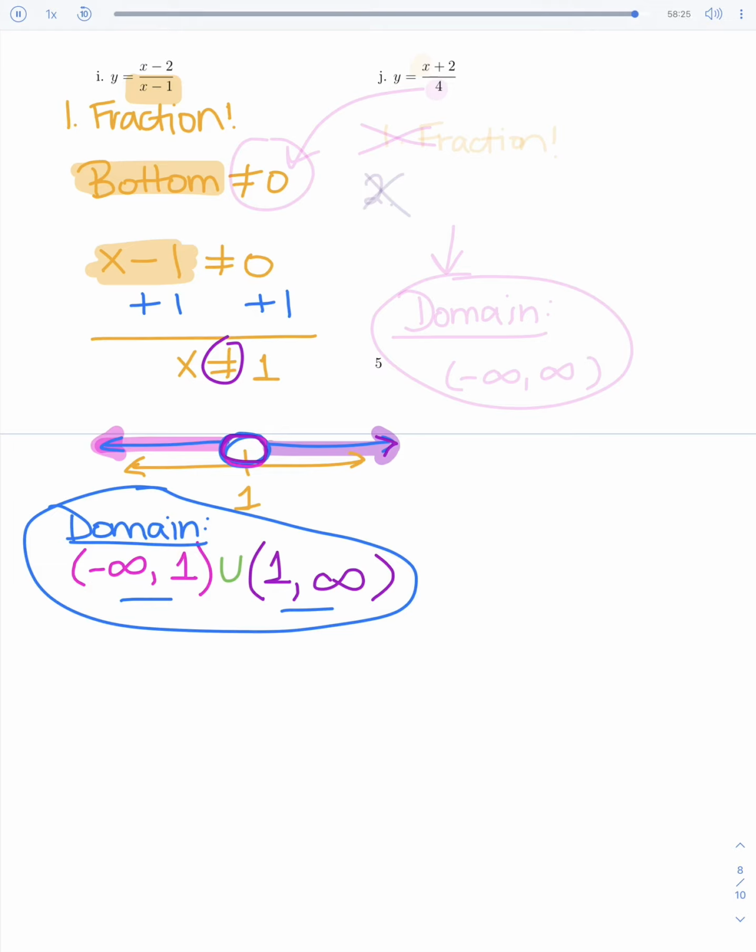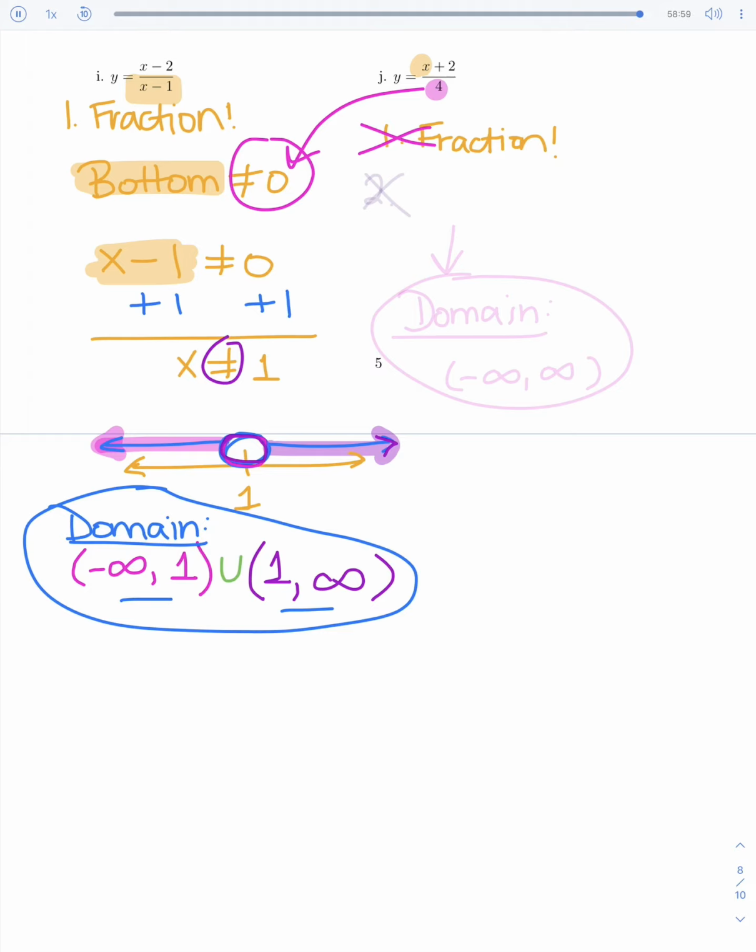Let's take a look at J. In J, we have a fraction. But notice, where's the x? The x is on the top. The only thing we see on the bottom is a 4. Remember, we're worried about the fact that the bottom can't be equal to 0. Well, if there's a 4 there and no x, that fraction's bottom is never going to equal 0.